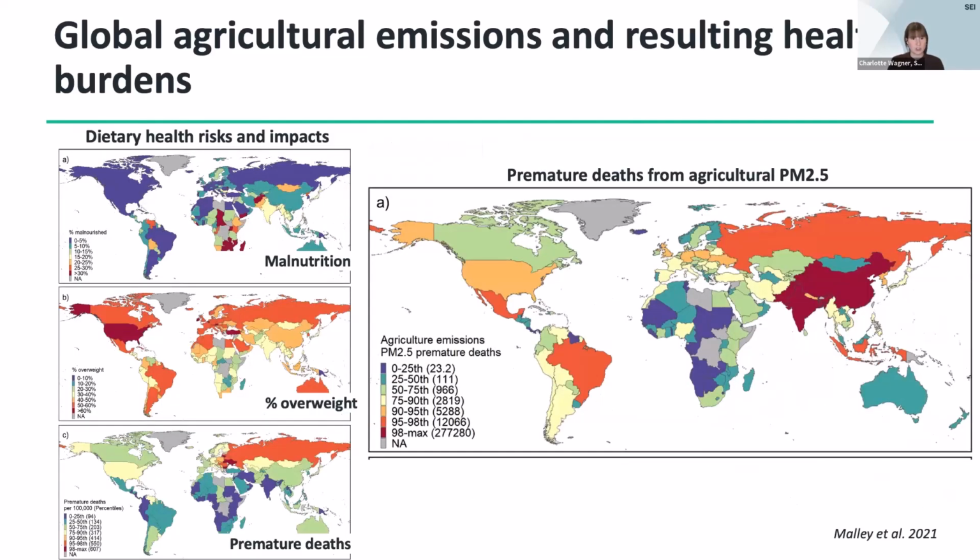And then those emissions were linked to impacts. And then here on the right-hand side, you see premature death from agricultural PM 2.5 emissions. And on the left-hand side, the health impacts from the dietary implication of that particular agricultural production. And you see that these are calculated in terms of malnutrition, percent overweight, and then what that implies to death.